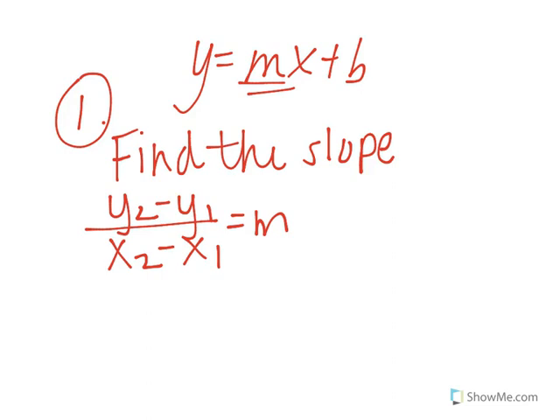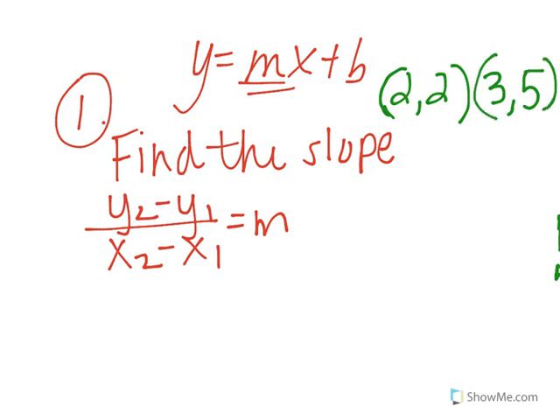The 2 points that I'm going to give you are going to be 2, 2. I'm just making up those points. If you're given other points, you can use those. So 2, 2, and your other set of points are going to be 3, 5. You need to identify what is x1 and y1 and what is x2 and y2. So this is your x, this is your y, this is your x, this is your y.